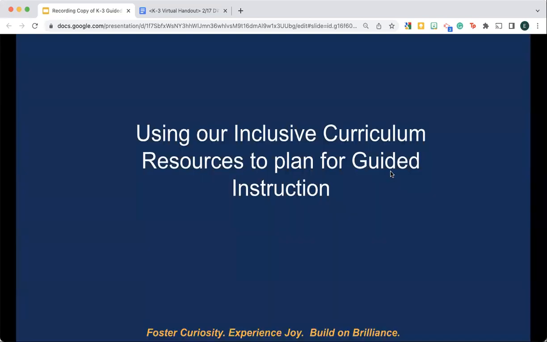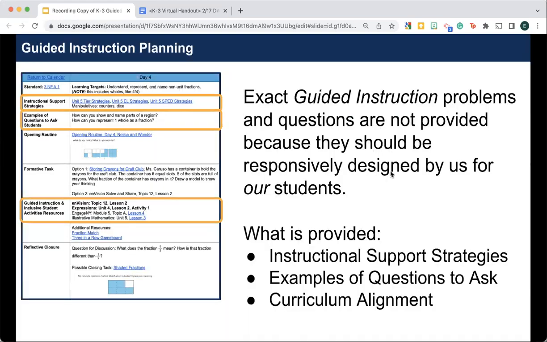That's an overview of guided instruction. Let's think about how we can use our resources to plan. If you picture one of our pacing guides from the 22-23 school year, you know that we provide lots of tier English learner and special education strategies. Those can be leveraged during guided instruction.